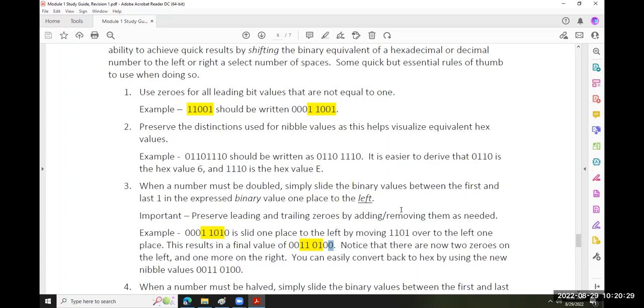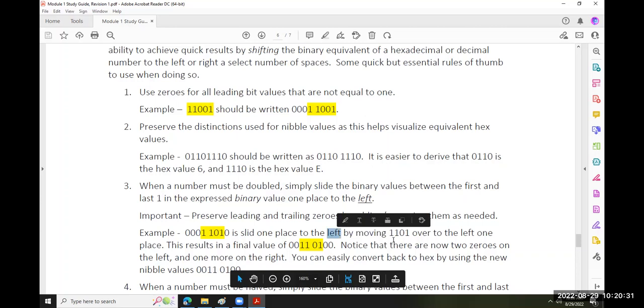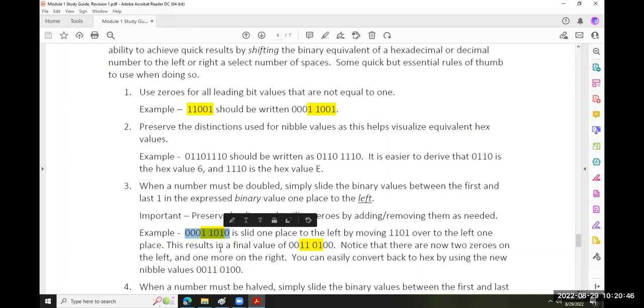Now, let's talk about what happens if you shift to the right. If I took this value, 1101, and I slid it to the right, my ones place would now have the 1. My twos place would now have the 0. My fours place would now have the 1. And I would lose this 1 right here. As I slid to the right, I'd end up picking up a 0 on the extreme left boundary. Those are leading zeros.